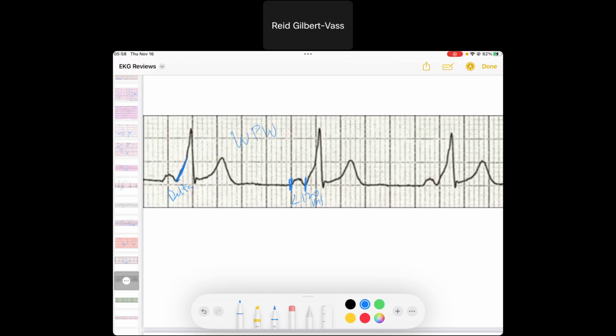We know that slurred delta waves are because of pre-excitation, a communication between the atria and the ventricles that doesn't allow for adequate delay of that signal going into the ventricles. And so we get a little slurry delta wave here. So this is Wolff-Parkinson-White.